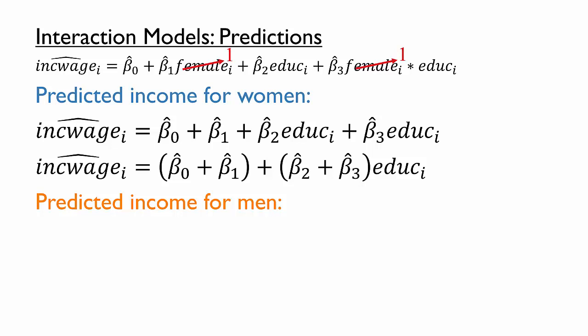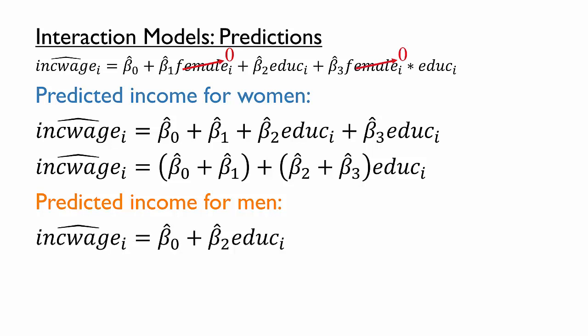We can also repeat this process for men. In the model, we can substitute 0 for the female variable in 2 different places so that the 2 terms disappear from the model entirely. These predictions will soon help us to give some insight into the model's interpretation.